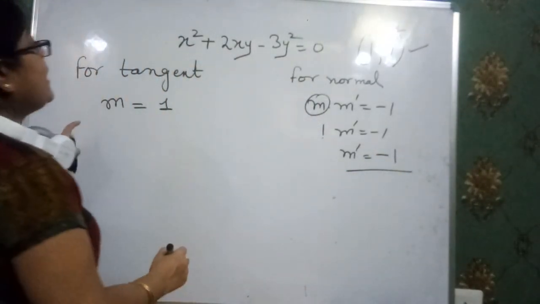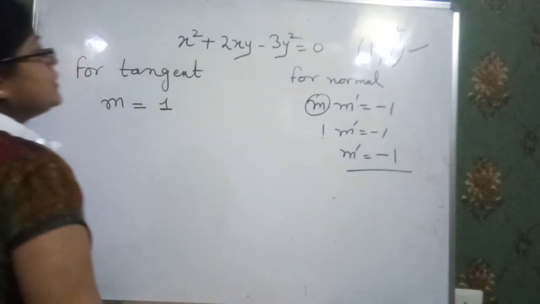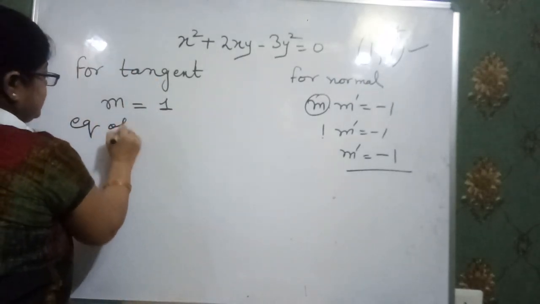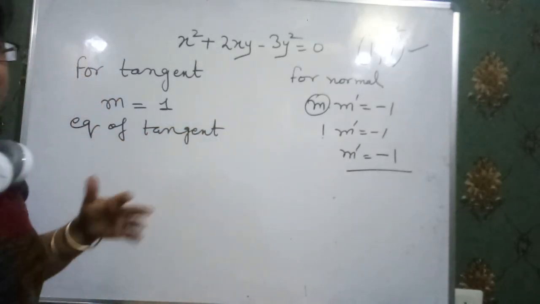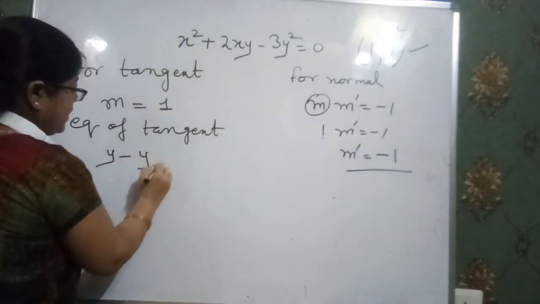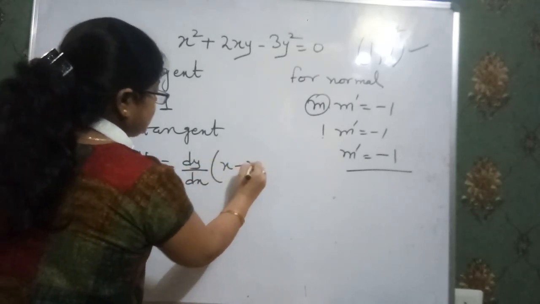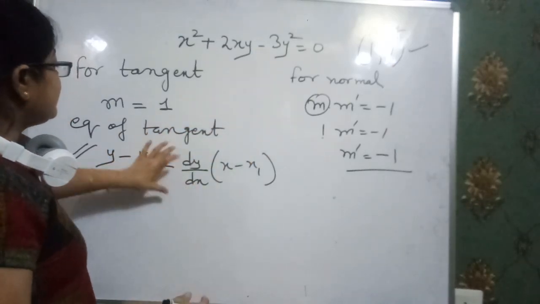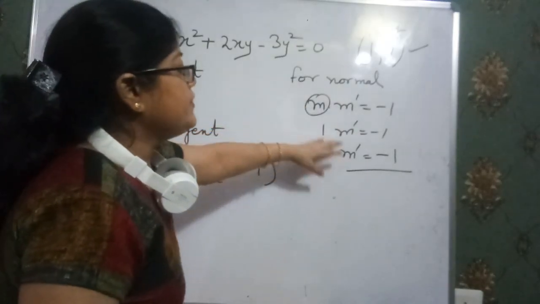Now we have to find the equation of tangent for this curve, and we have to find the equation of normal for this curve. Firstly, I am going to find the equation of tangent. Now you know your one-point formula for a line, that means y minus y1 is equals to dy over dx into x minus x1. This formula is used in both cases. But for the tangent we write the same slope, and for the normal we write the perpendicular slope.